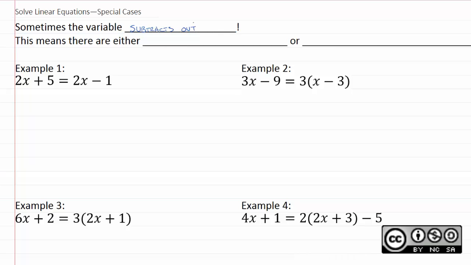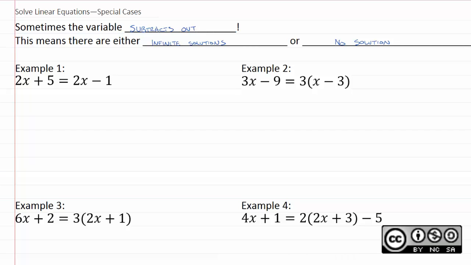Now, when this happens, that means you're not getting a single answer. X doesn't equal a certain thing that unlocks the key to the equation. Things are a little different. That means you either have infinite solutions, which means that every value of x actually solves the equation, or you have no solution, which means that no values of x solve the equation. Nothing you can plug in would make both sides true at the same time.